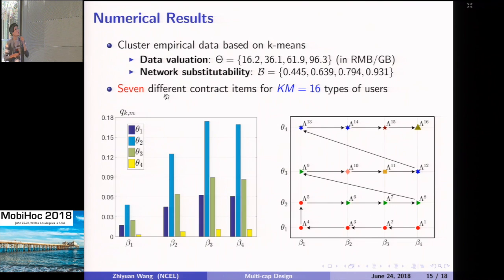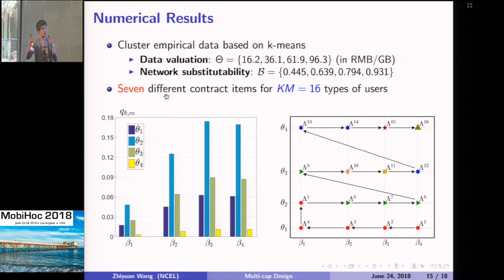In the left figure, the two axes correspond to the user's two-dimensional preferences, theta and beta. The arrow in this figure points to the direction along which users' willingness to pay is increasing. We also use the same marker to represent that, in the optimal contract, the operator tends to offer the same contract item for this type of users. From this figure, we are offering 7 different contract items for a total of 16 types of users.